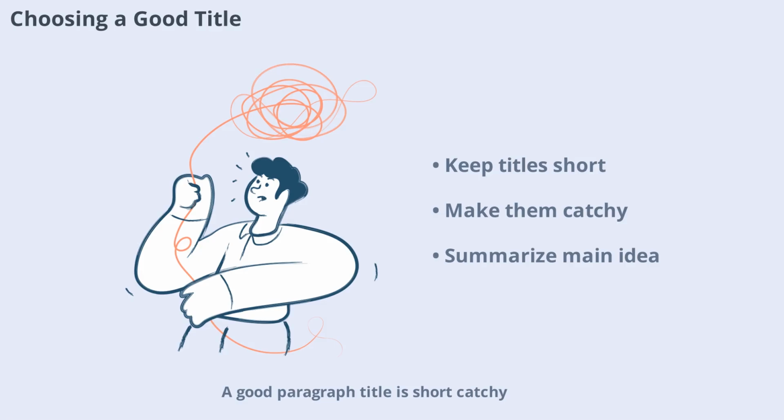A good paragraph title is short, catchy, and gives the reader an idea of what to expect. Avoid using full sentences as titles. Instead, choose a phrase that sums up the main idea without giving away all the details. This draws readers in and makes your writing more engaging.